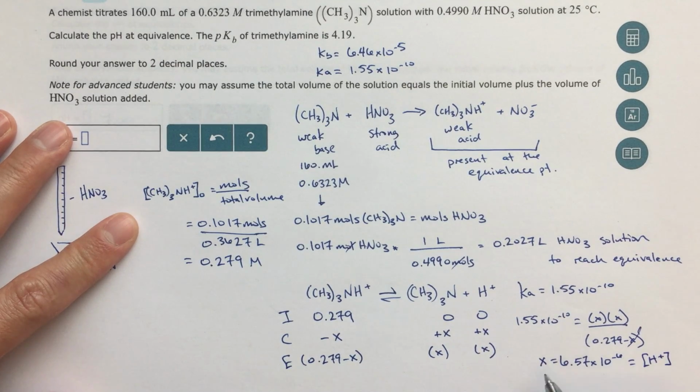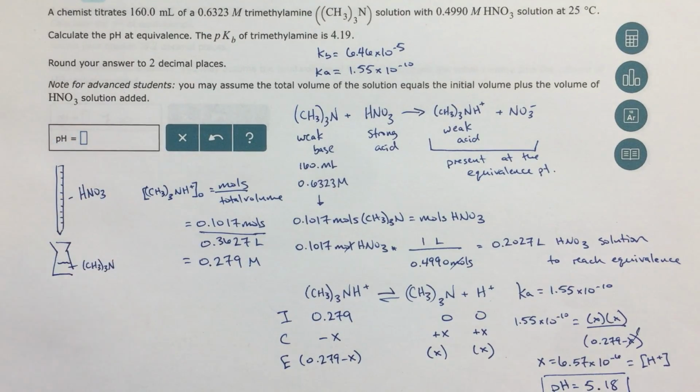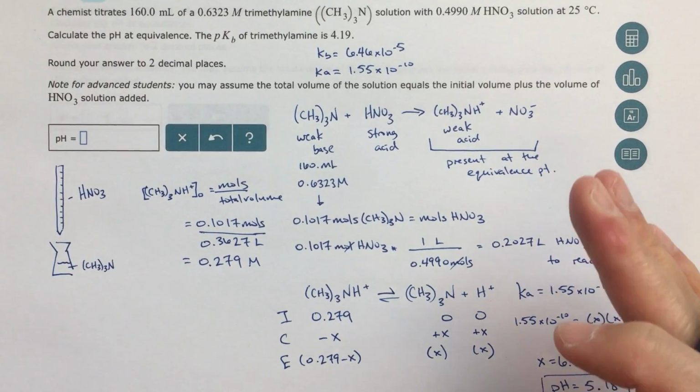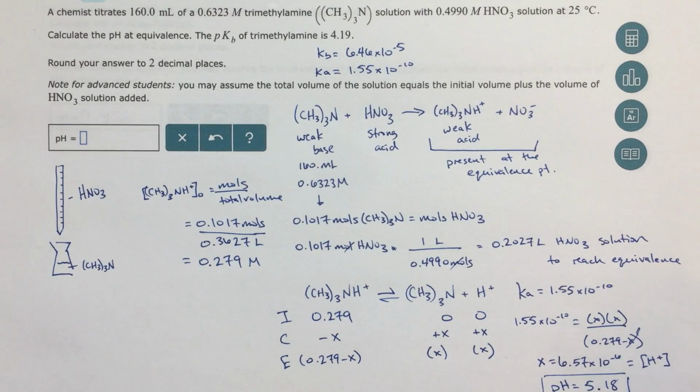So when you solve this x value, you solve this ICE table, because it's Ka, then that x value is your concentration of H+, and you can solve for the pH directly from that, which equals 5.18 for this problem. And that's it. So let's run back through it one more time just to make sure that we're clear on all of our different steps.